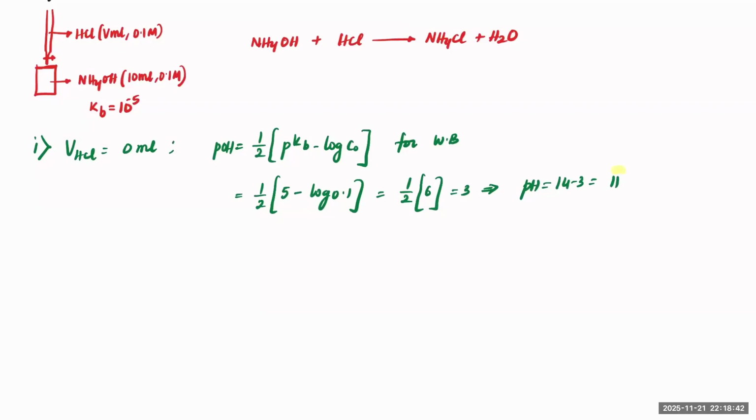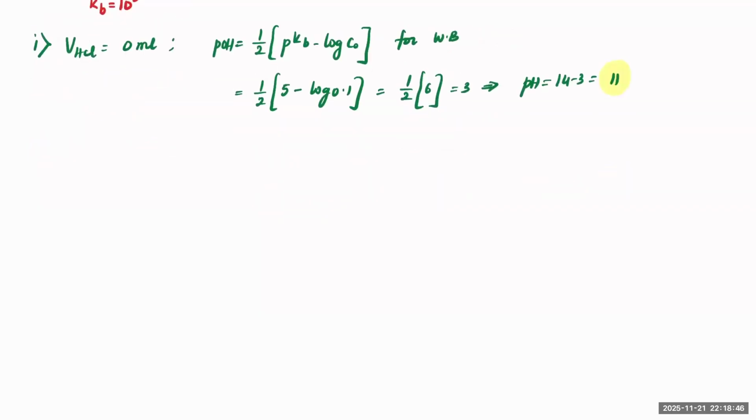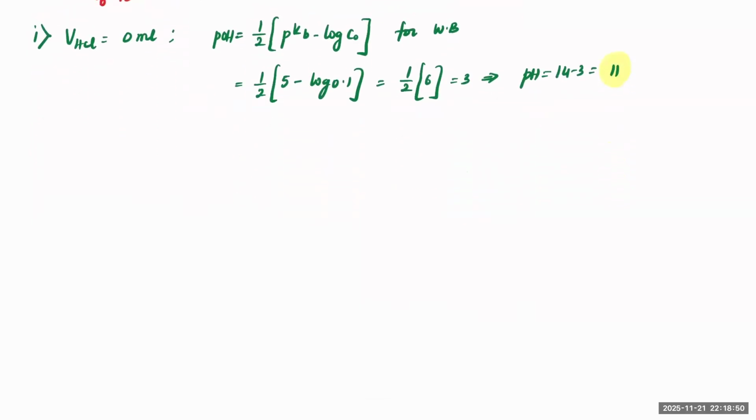So we started off with first pH, which is 11. So in the solution, the pH was initially started from 11, everybody. Okay. And now let's do the second case wherein the volume of HCl that you have added is, let's say, 2.5 ml. So I've added up to 2.5 ml.